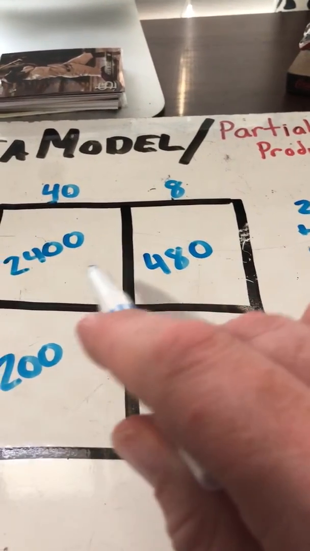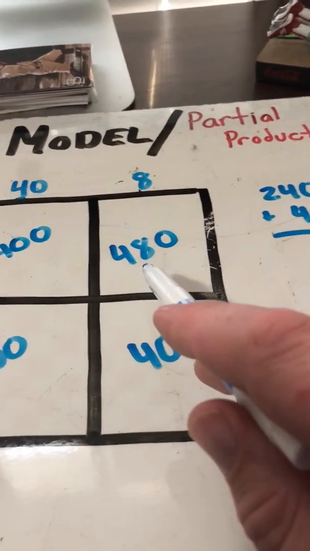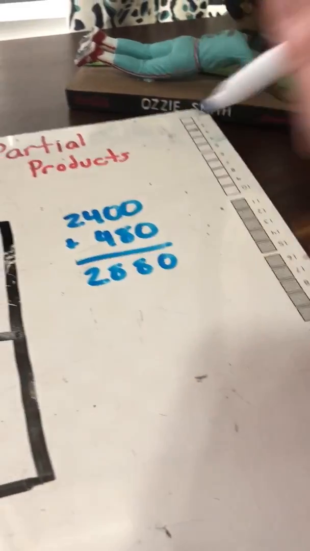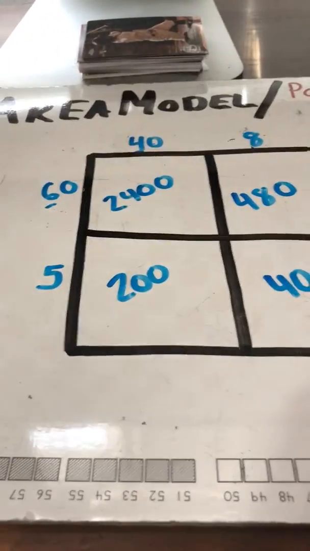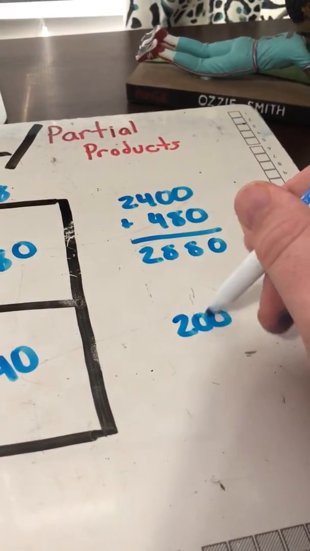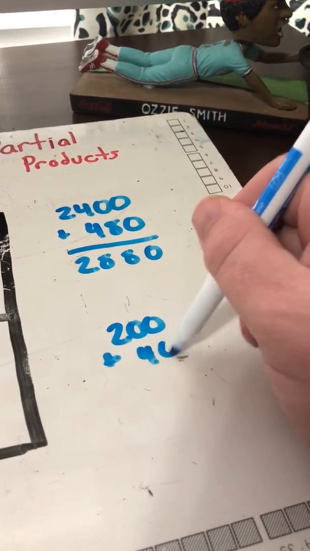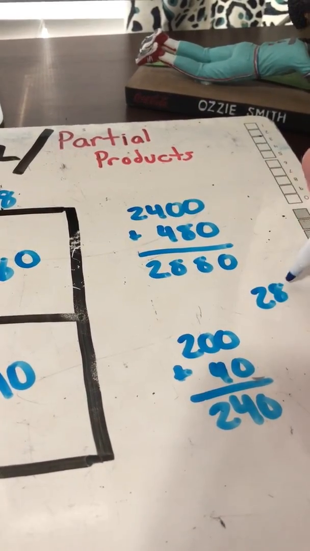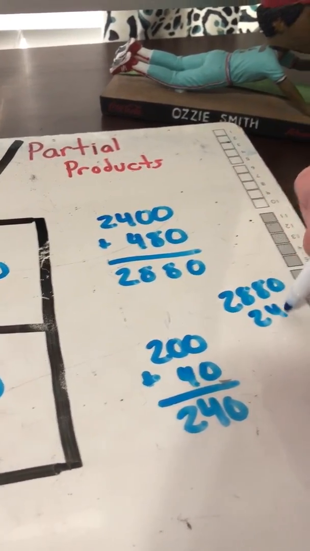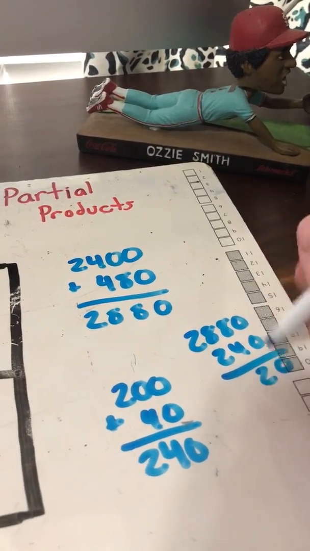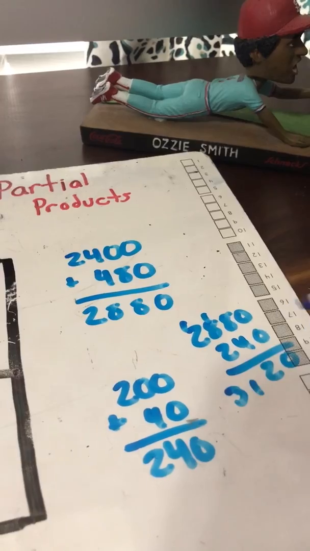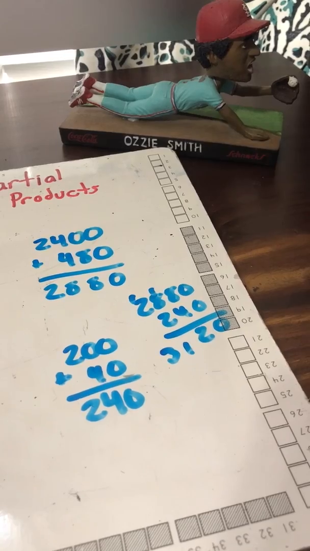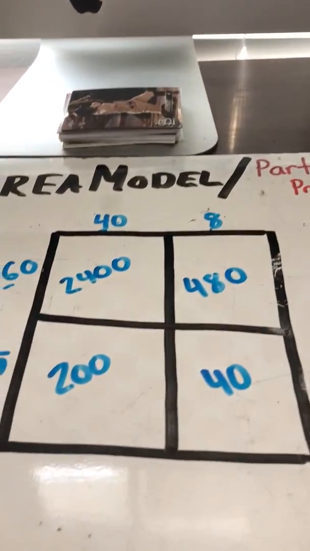So I take the top 2 boxes, the 2,400 and then the 480, and I add them together. Okay, so that gives me 2,880. And then I take the bottom 2 and I have 240. Then take the 2 numbers and add them together, and when I do that, I end up with 3,120. So I hope this helped you out with your work.